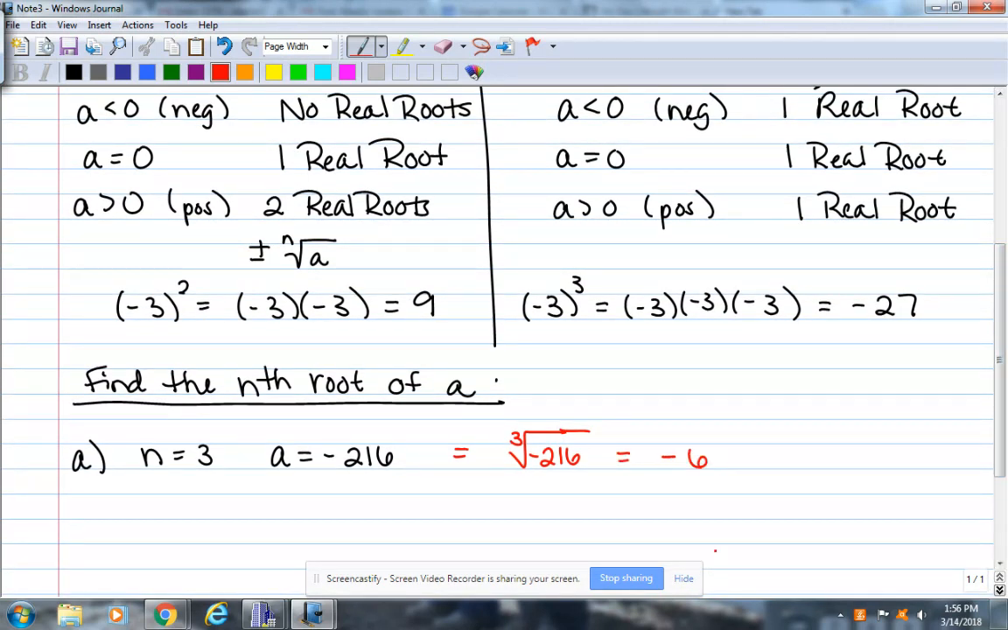So you're saying what multiplies times itself 3 times to get negative 216? The answer is negative 6, because negative 6 times negative 6 times negative 6 equals negative 216. So basically, if you have an odd number here and a negative, you just stick a negative with your answer. Okay? Let's do some more.